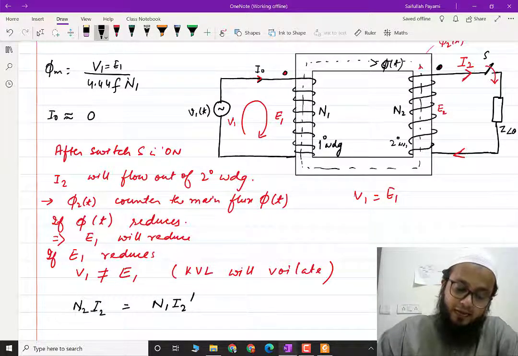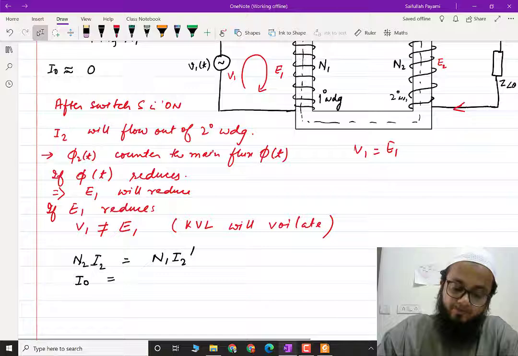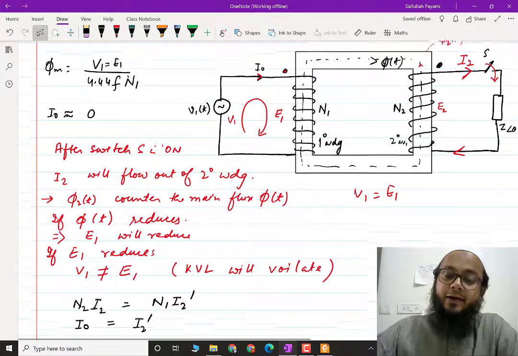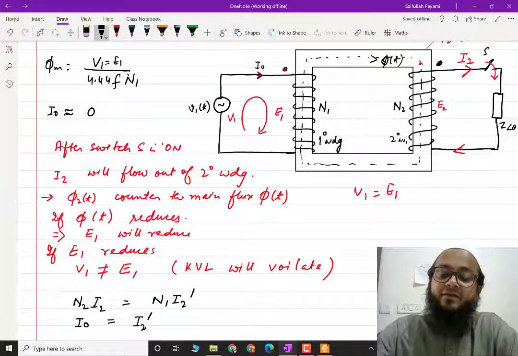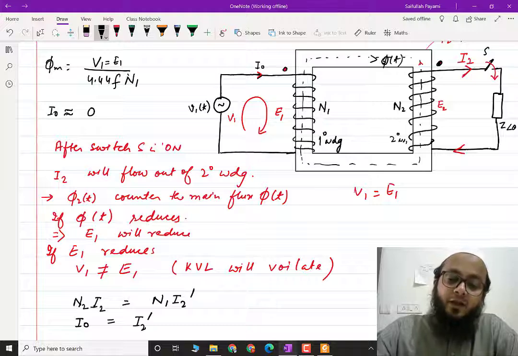Now this I naught current will actually carry I2 dash. So once again, if I turn on the switch here, obviously the current will come out from the load, and the current will come out from the secondary winding.